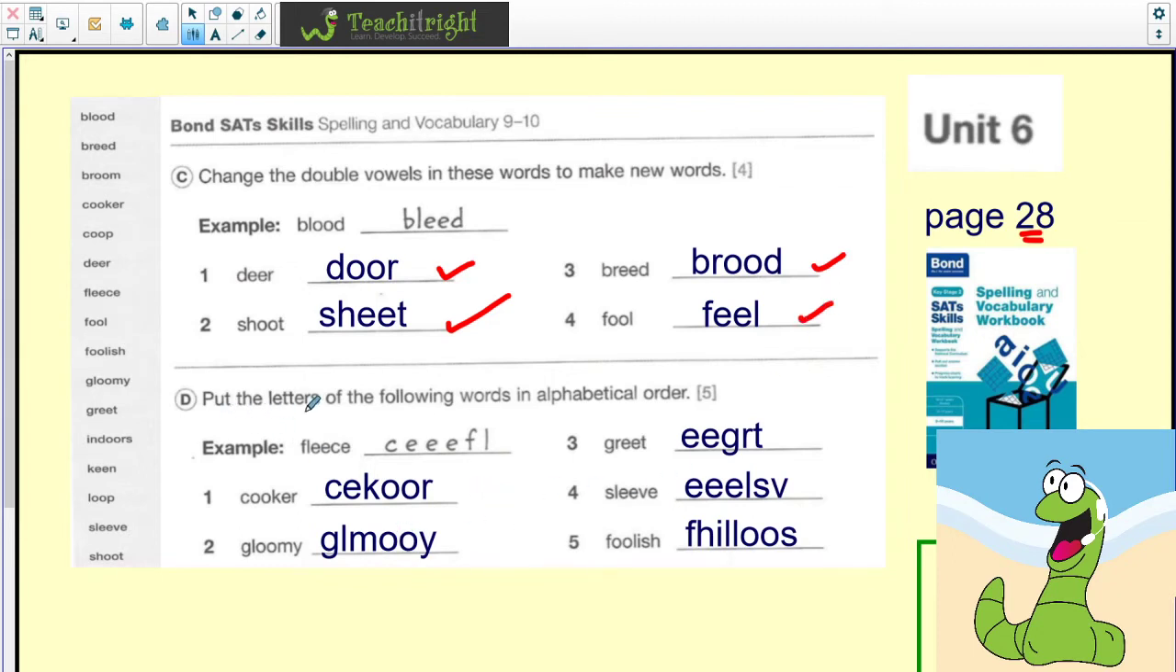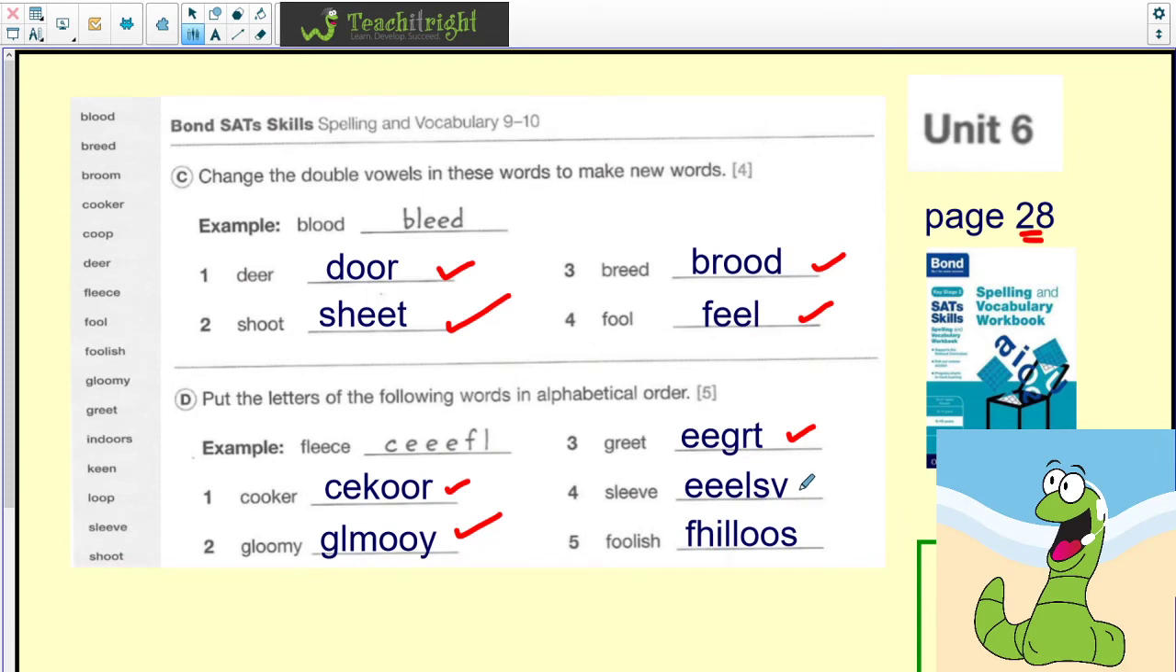Now down here we've got to put the letters of the following words in alphabetical order. So I'm just going to double check that we have put those correctly in alphabetical order for you. Pretty sure we have, but I'm going to just do a double check. It's always a good opportunity. You can pause the video if you want. I'm just going to double check that these are all correct for you. So we've got C-E-K-O-O-R, yeah. G-L-M-O-O-Y, yeah. And we've got E-E-G-R-T, so these are in alphabetical order.